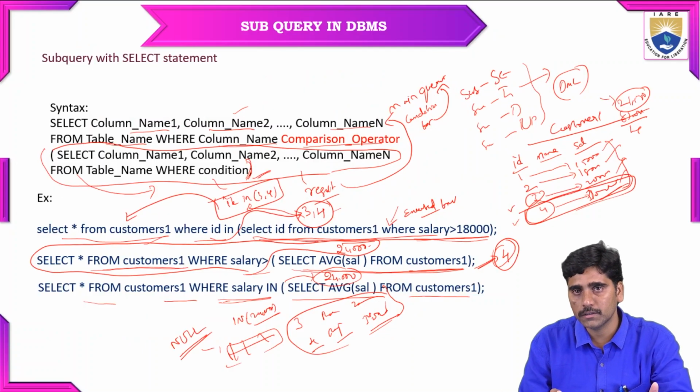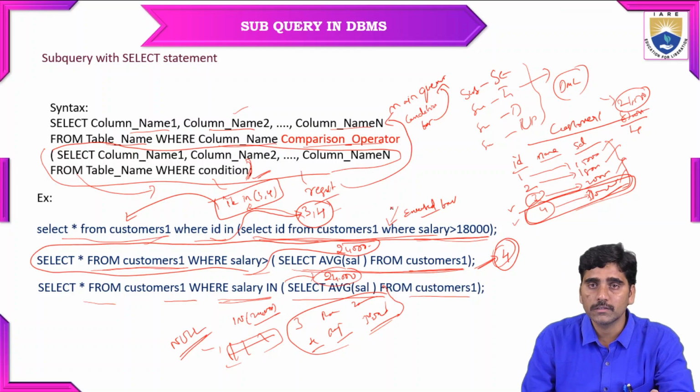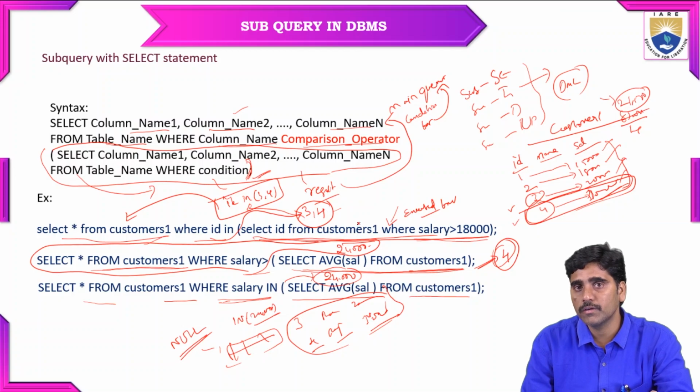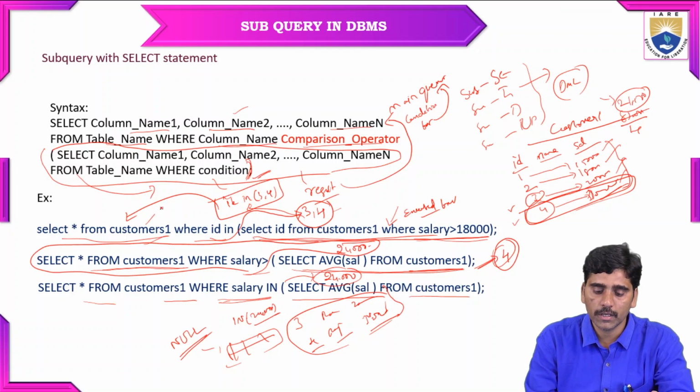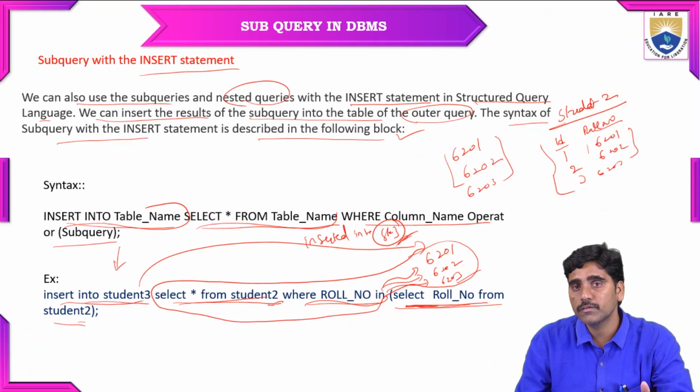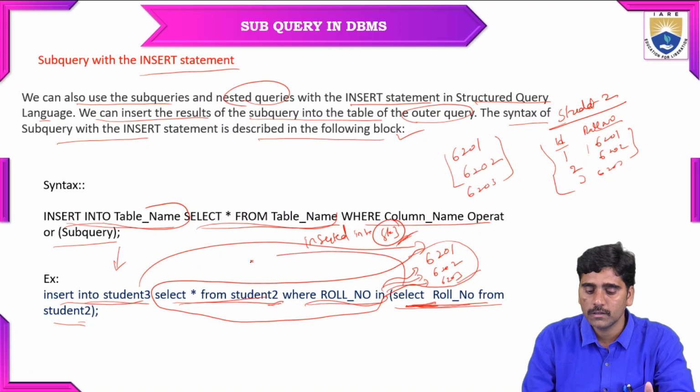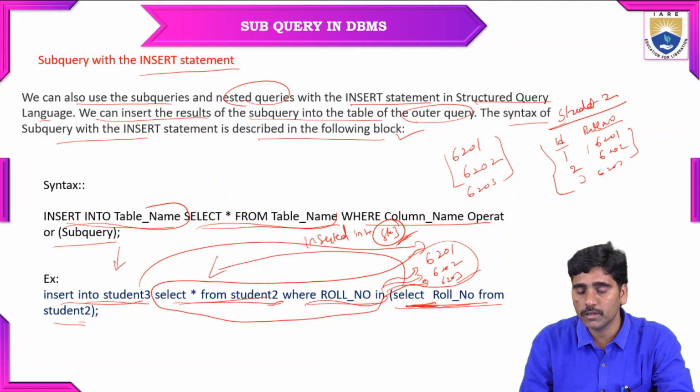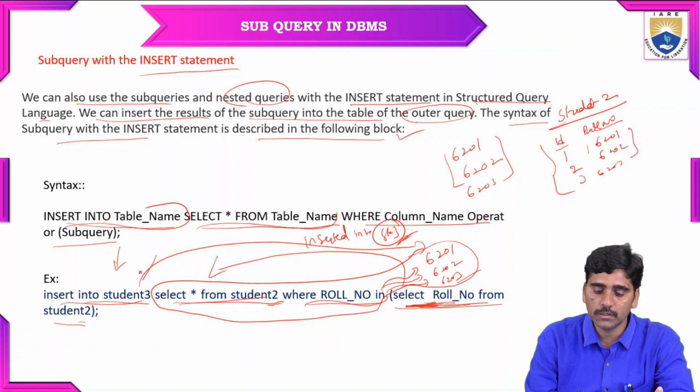So, subquery with the select statement: the result of the subquery is used as a condition for the main query, and the main query condition result will be displayed. And subquery with the insert statement: whatever values are presented as the result of the subquery will be inserted into the main query table.